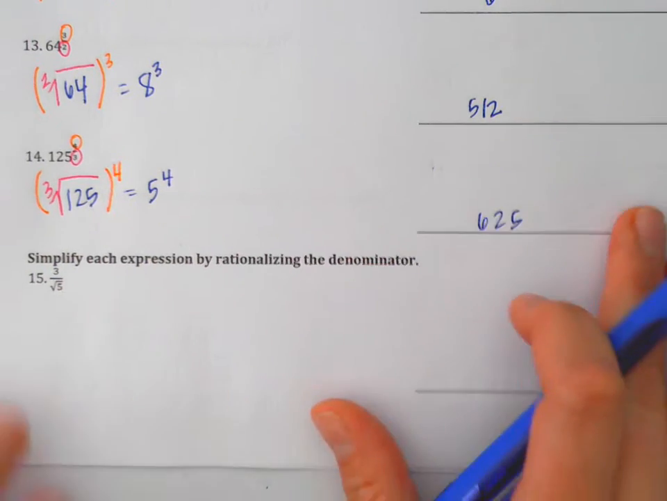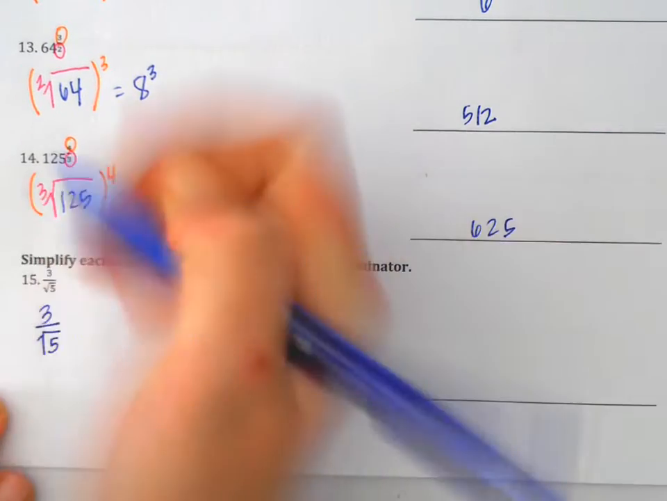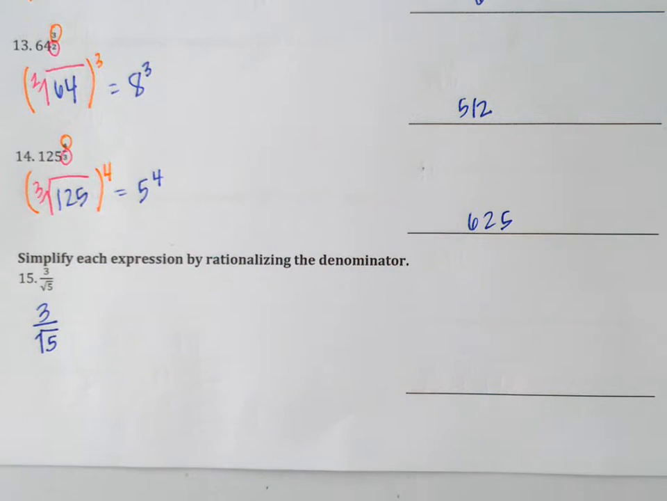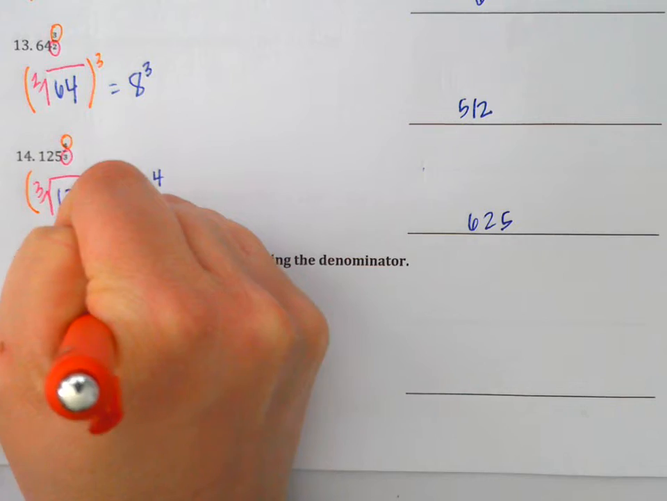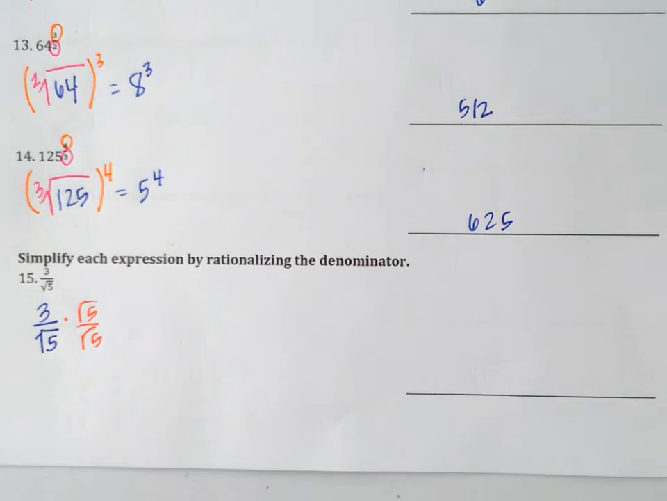So let's start there. We have 3 over rad 5. That rad 5 is what's making this not finished and not a complete answer. So what we do is we look at what's the square root. It's rad 5. We're going to multiply top and bottom by rad 5. Remember, you have to multiply top and bottom because it's a multiple of 1. Rad 5 over rad 5 is 1, so it keeps the fraction the same.